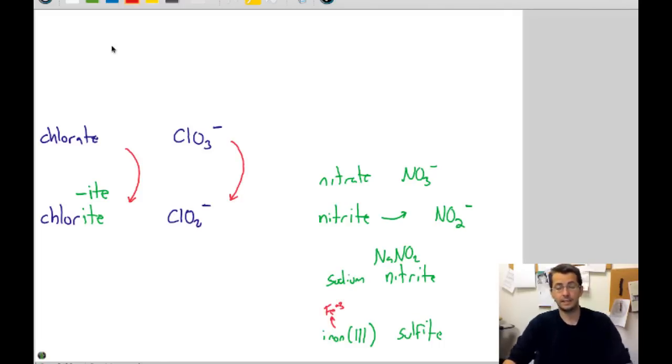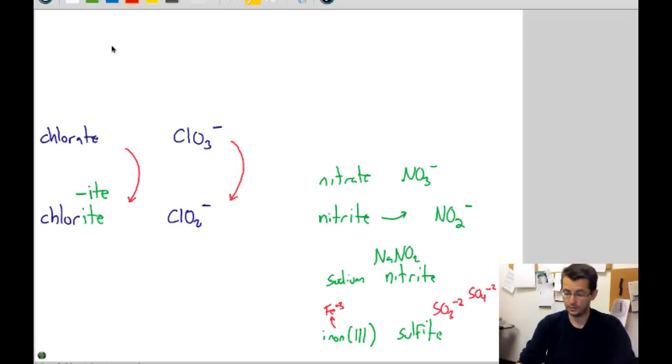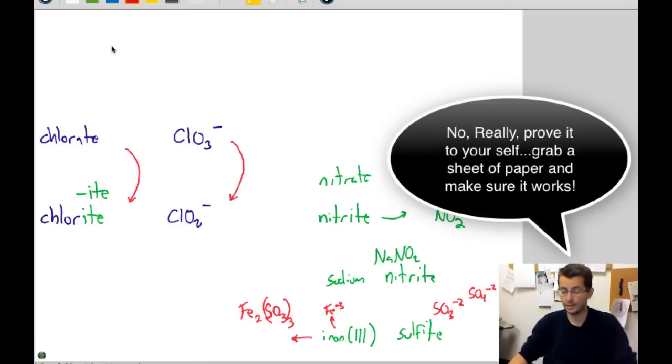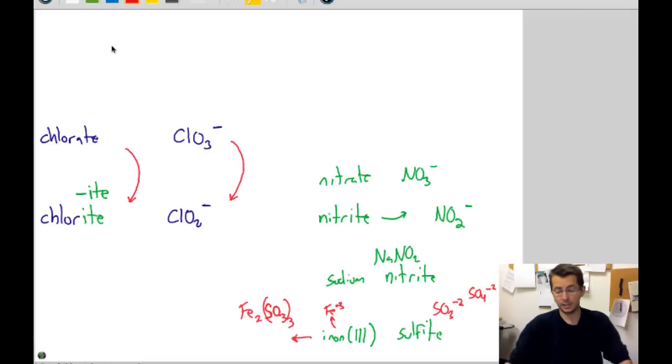We know that sulfite is a derivative of sulfate. Sulfate is SO4 minus 2. Well, sulfite would be SO3 minus 2. And so this compound would be Fe2(SO3)3. Prove that to yourself. Now, if only life were so simple, it turns out there are two other derivatives.